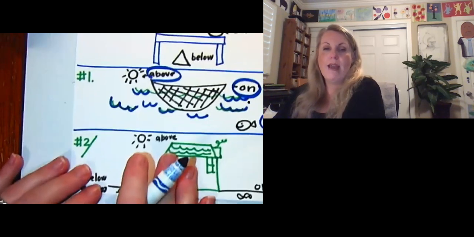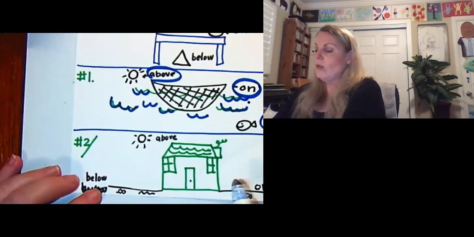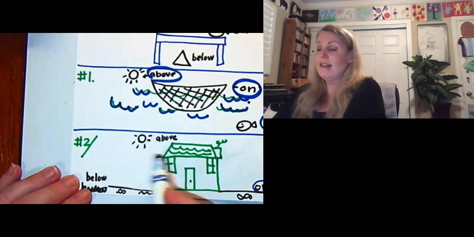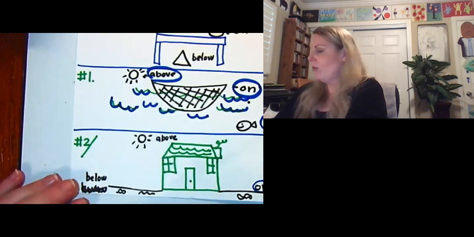Now let's look at this little house. And the house that we have, we can see that the house is on the dirt. And we can say that the worms are below the dirt. Then when we look, we can say that the sun is above the house.